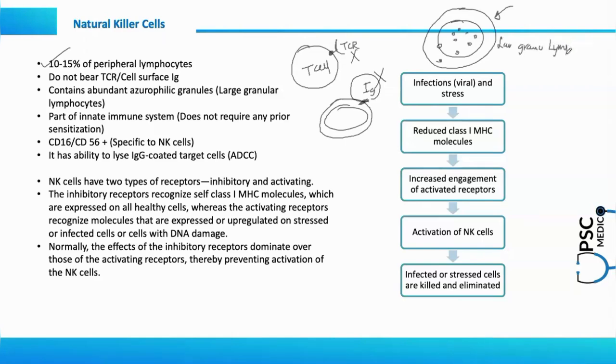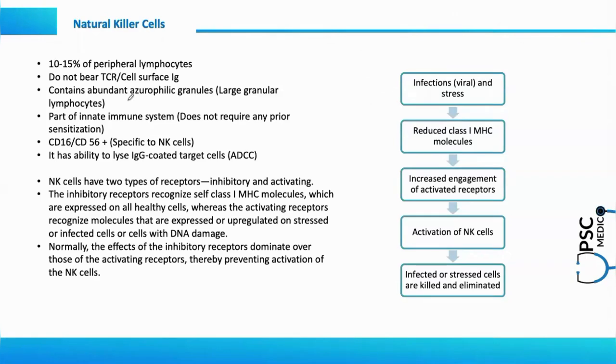So what is the other name for large granular lymphocyte? It is natural killer cell. So it contains abundant azurophilic granules. It is larger in size and it lacks both T cell receptor and cell surface immunoglobulin. And it consists of 10 to 15% of the peripheral lymphocytes. It is a part of the innate immune system because natural killer cells do not require any help. They straight away act.